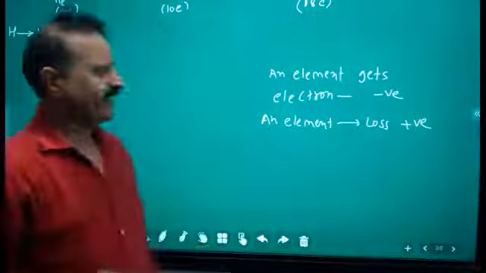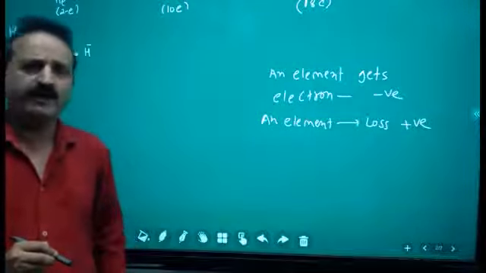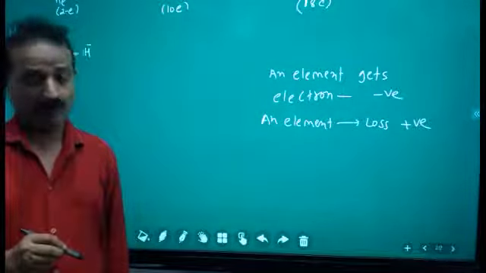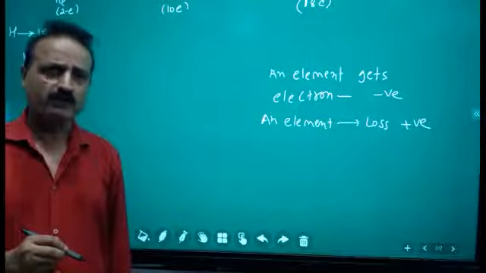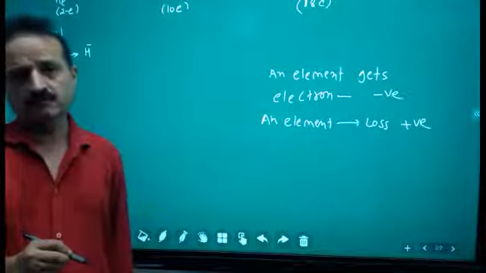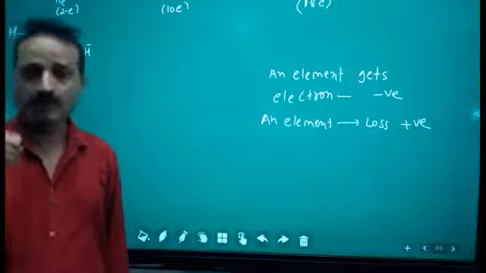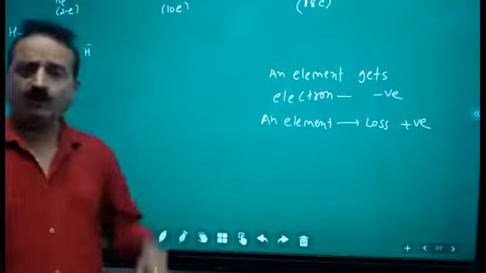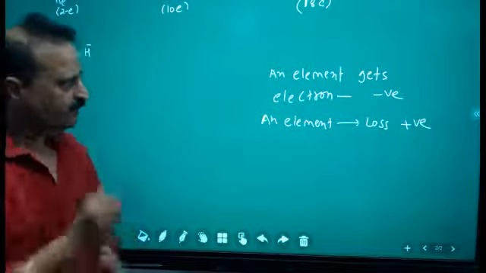If an element gains electrons, the charge will be negative, and if an element loses electrons, the charge will be positive. It depends on the number of electrons. If 2 electrons are gained, the charge is 2 minus. If 2 electrons are lost, it is plus 2. So gaining electrons gives a minus charge, and losing electrons gives a plus charge. Very easy, very simple.